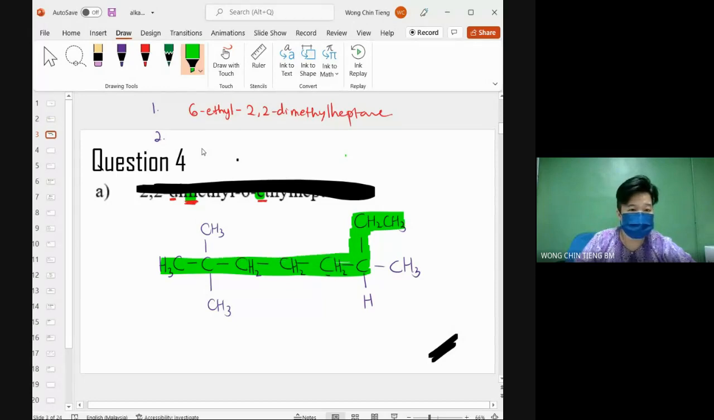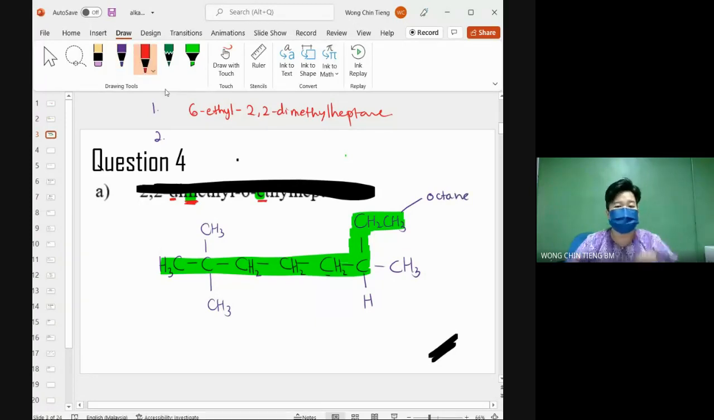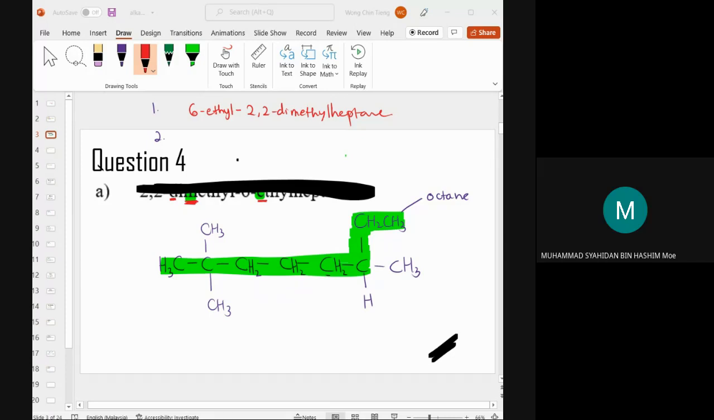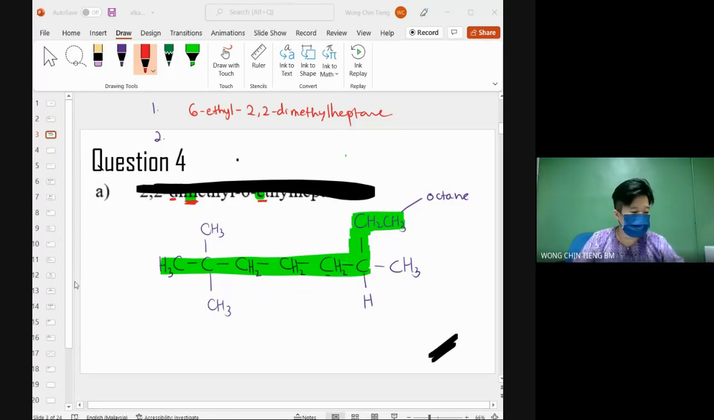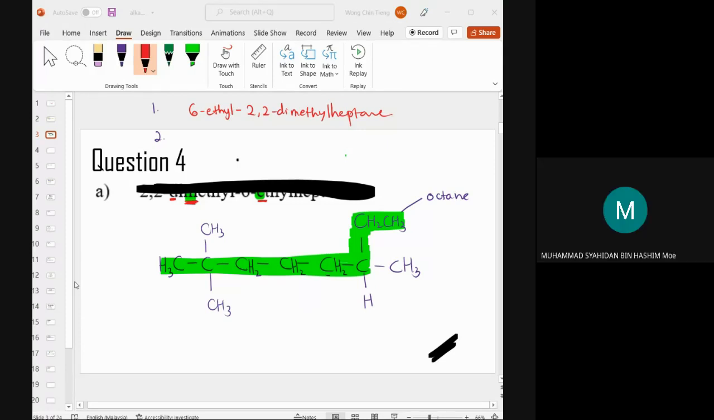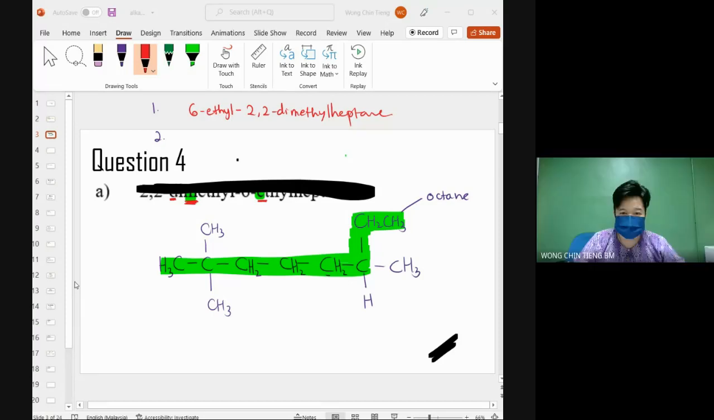Betul? So, macam biasa, bila kamu dah jumpa nama dia, that is actually my octane, and then you give the numbering. Numbering dari kiri atau dari kanan? Can I call Syahidan just now? Yes, miss. Ya, kira dari kiri atau kira dari kanan? Kiri, miss. Kira dari kiri sebab?